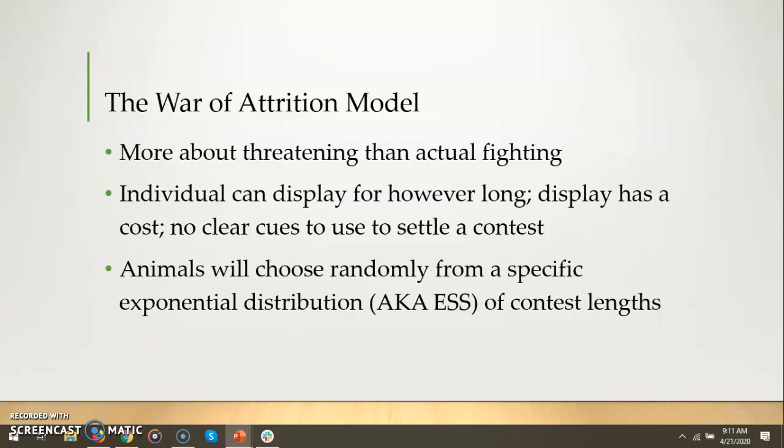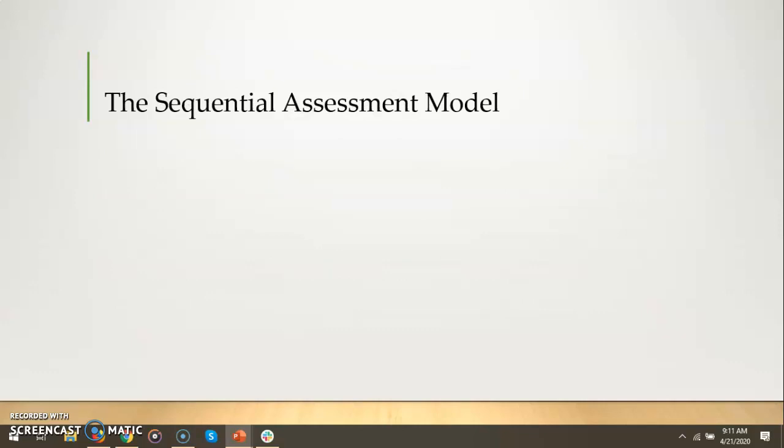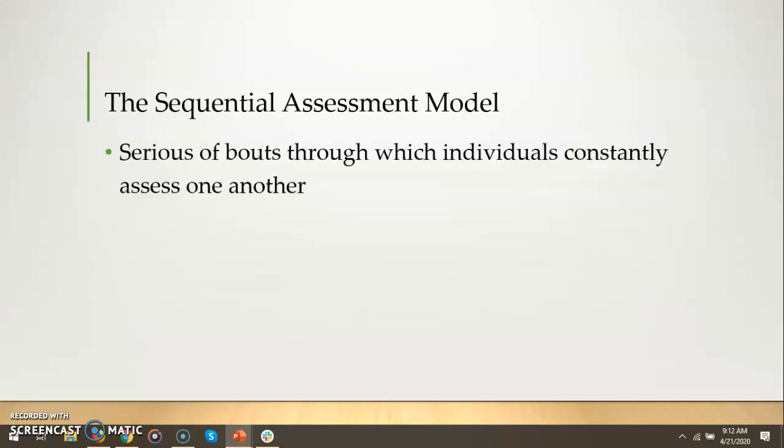The next model is the sequential assessment model. Now, the sequential assessment model is almost a cross between the two in that it tends to involve perhaps more individual combat or certainly more threatening. There's a lot of engaging with others here, I should say. And so in this sort of model, the individuals are constantly assessing one another. They're constantly testing one another. They're constantly poking at the other to see what that poke is going to do. Are they going to fight back or are they going to back off?